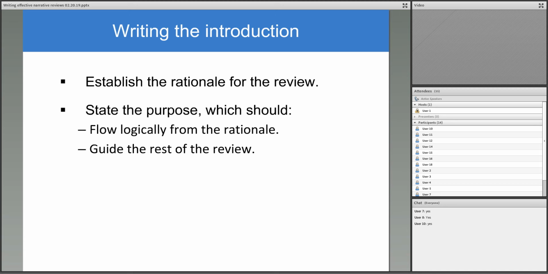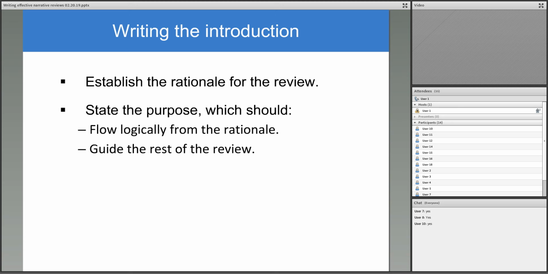Next, you should state the purpose. What does the review set out to do? The purpose should flow logically from the rationale. For example, there is debate, so we will critically assess the various findings and integrate them into some recommendations. Or maybe there are new developments in a certain area, so we will shine a light on them and make sense of them all together.